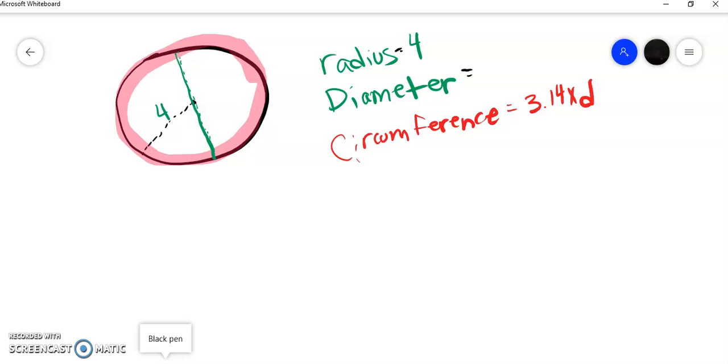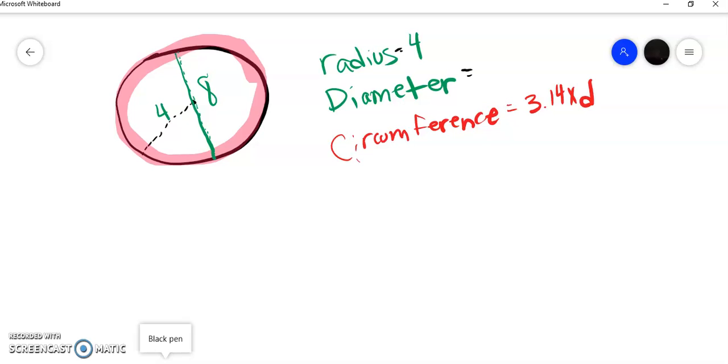So we're going to take our radius 4, and we're going to think about what's twice 4. What is 2 times 4, or 4 plus 4? And the answer is going to give me 8. So my diameter is going to be 8. So if I had 2 of these 4 lines, it would add to be 8.